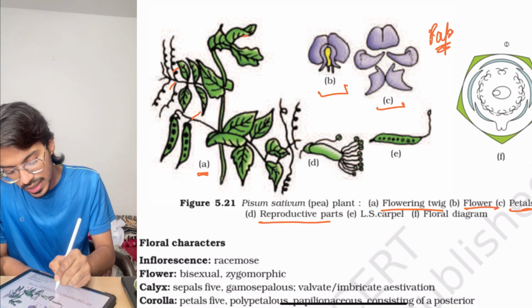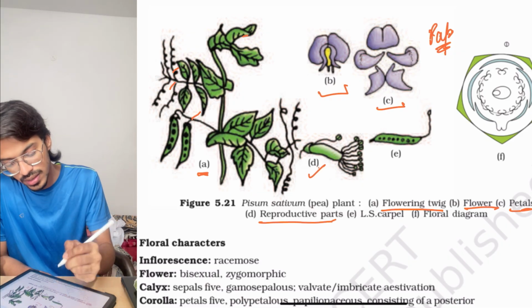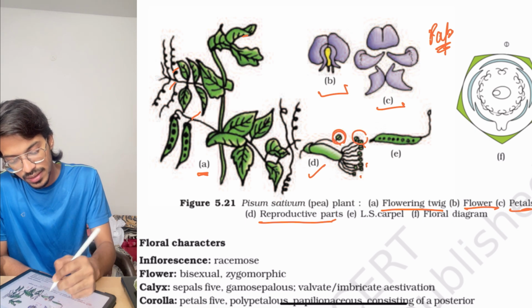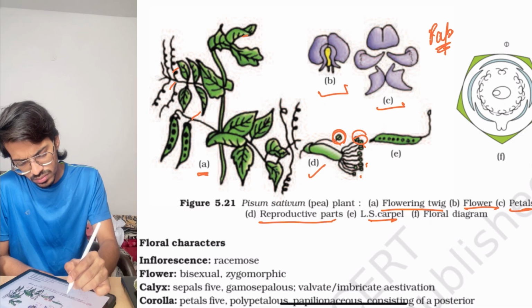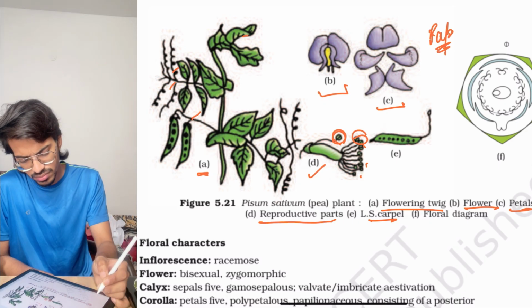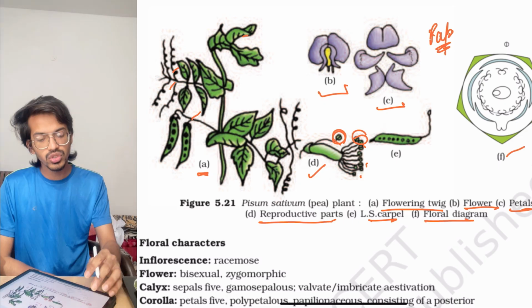Then the reproductive parts have been shown to you. This is the anther and all. Then the carpel has been shown to you. Then the floral diagram. So these you have to remember.